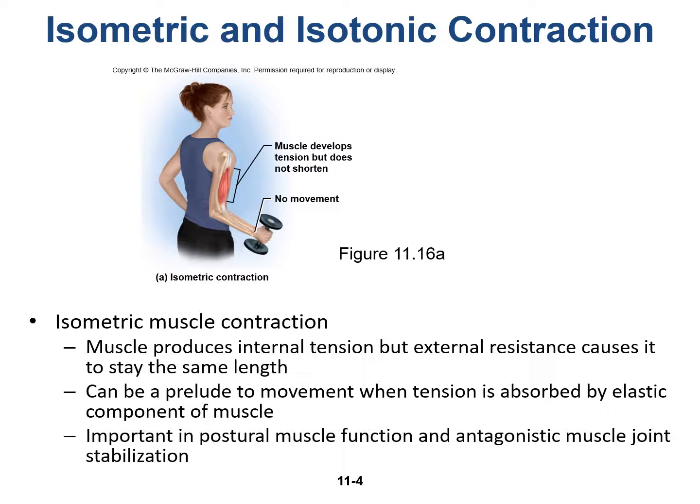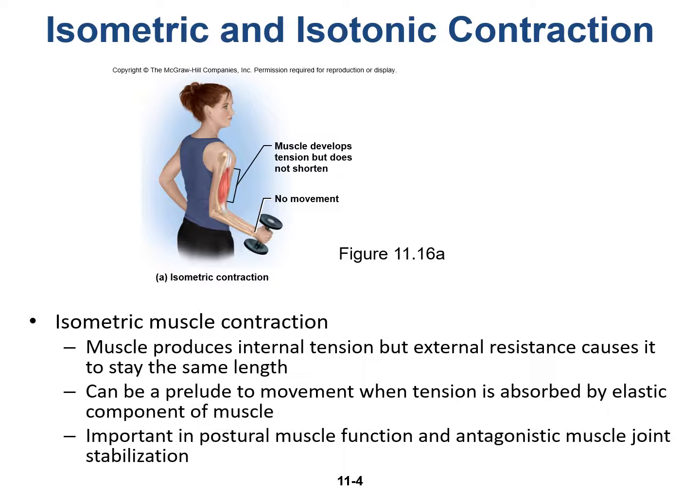So if you go to lift a heavy weight, for example, there may be just a split second where your muscle has not, there hasn't been enough summation in the muscle fibers to actually generate enough contractile force to actually lift that. So some of the initial tension is just going to be absorbed by those elastic filaments, and you don't actually have a change in length, so you're not moving the weight immediately. So again, it can be a prelude to movement, but it's also important in postural muscle function, as well as antagonistic muscle joint stabilization. So muscles that act as antagonists to prime movers, for example, that help to stabilize a joint, will often utilize this isometric muscle contraction.